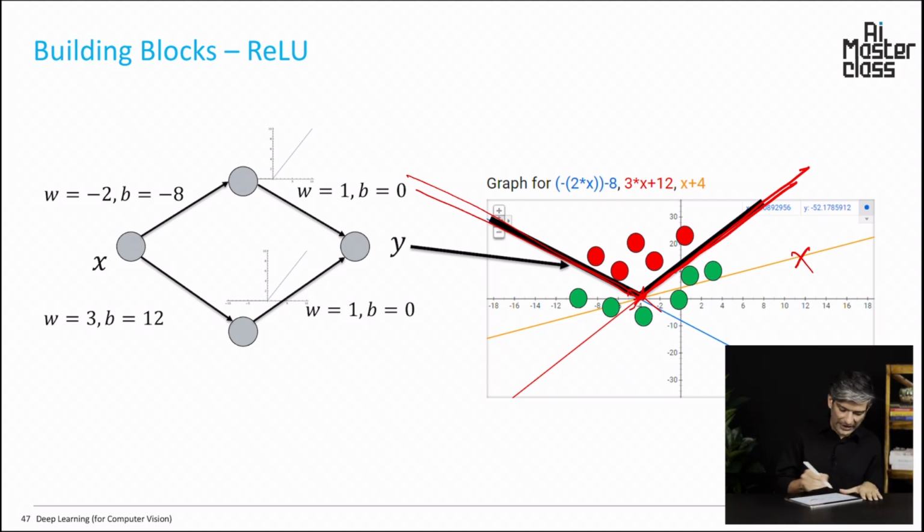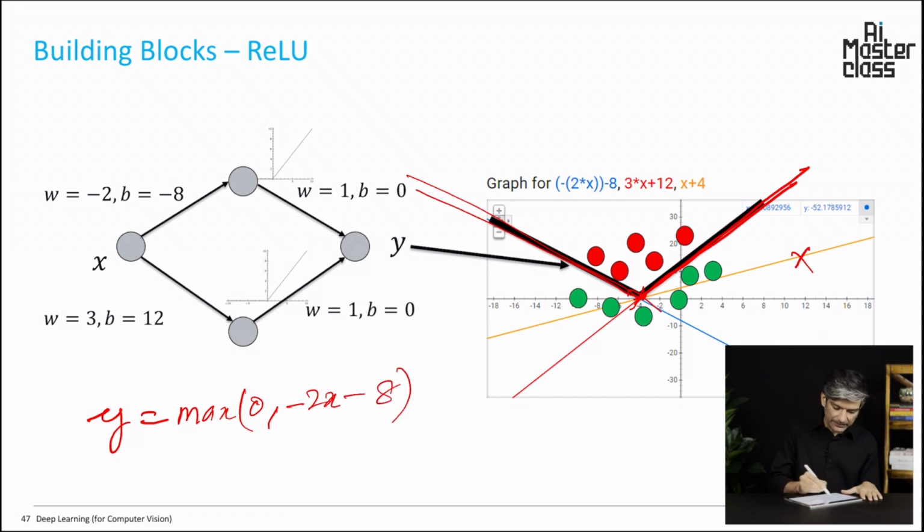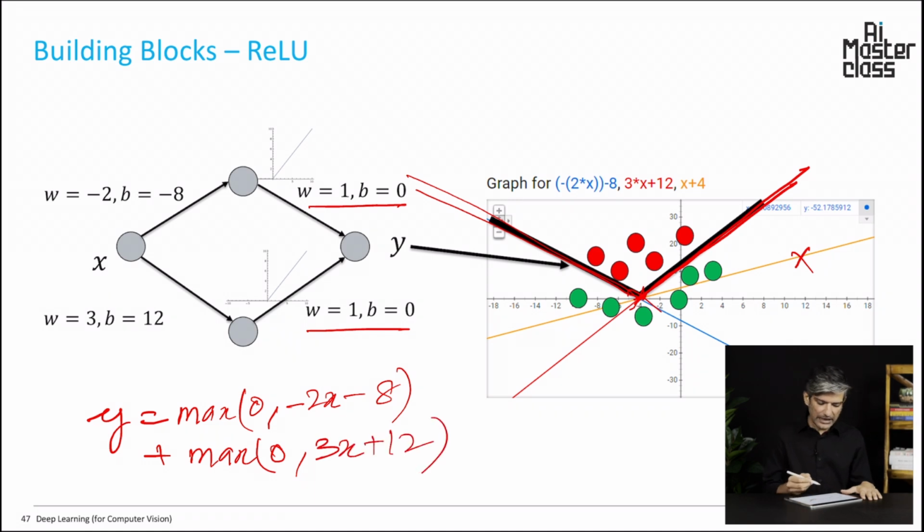So if you were to write it down, what would you do? You would say your y now is what? Because we have a non-linearity here, so we will say we have a max of 0, minus 2x minus 8. Yes, and then because this is just this, we can then say, okay, then this is plus your max of 0, 3x plus 12. It means now we are saying we are taking the positive parts of both these lines.